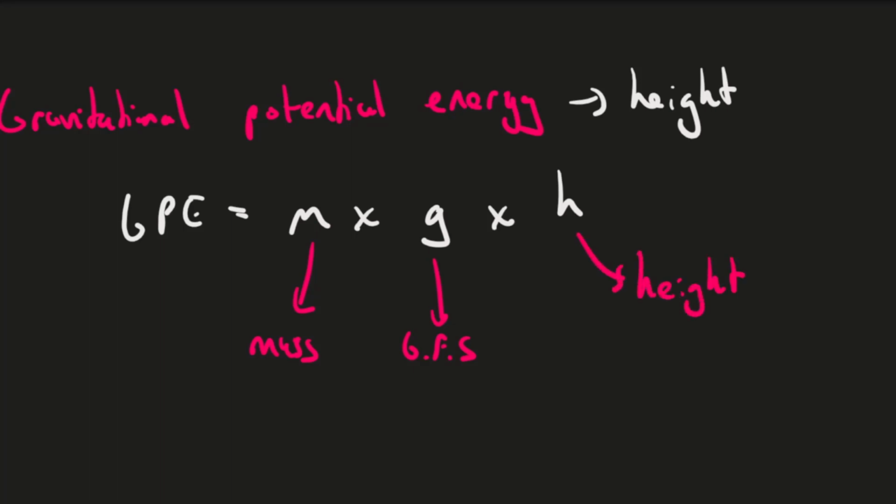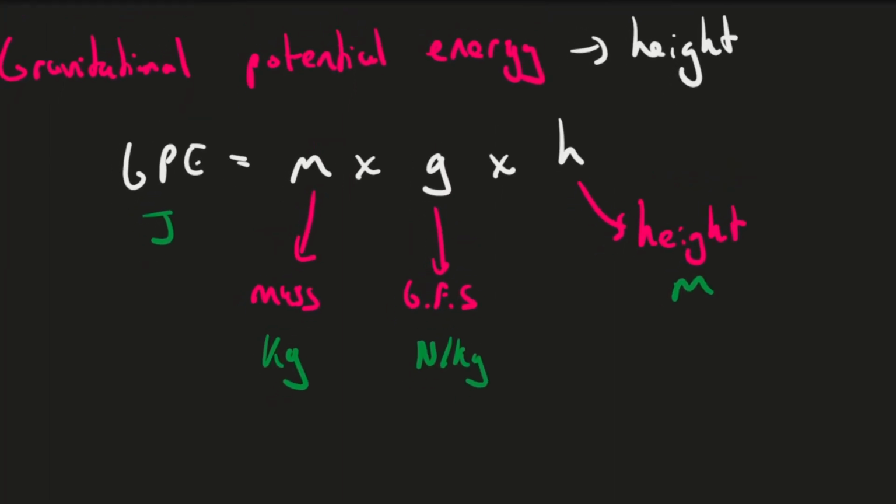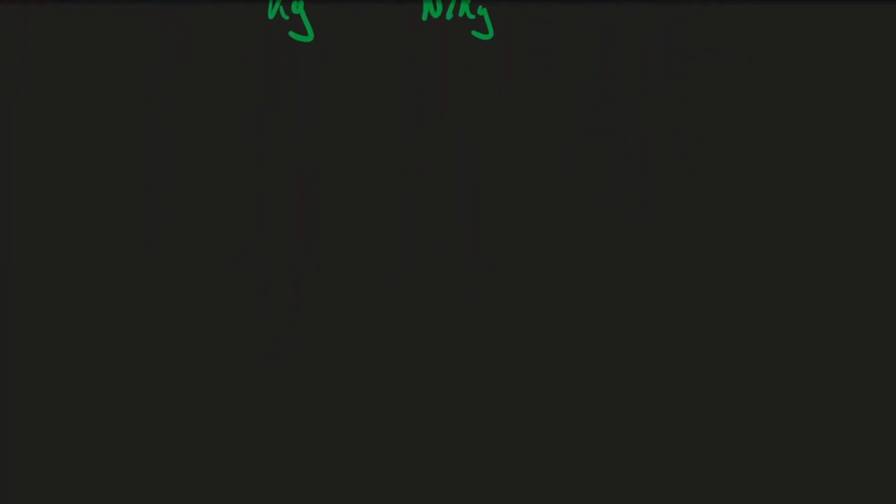And once again, we'll put some units on. Mass, once again, is going to be in kilograms. g is your gravitational field strength, and generally this is in newtons per kilogram. Your height will be in meters, and GPE is given in joules as usual. Okay, so those are the basic equations which you need to be aware of, and we'll go ahead and practice these in the quiz now. So let's have a go.